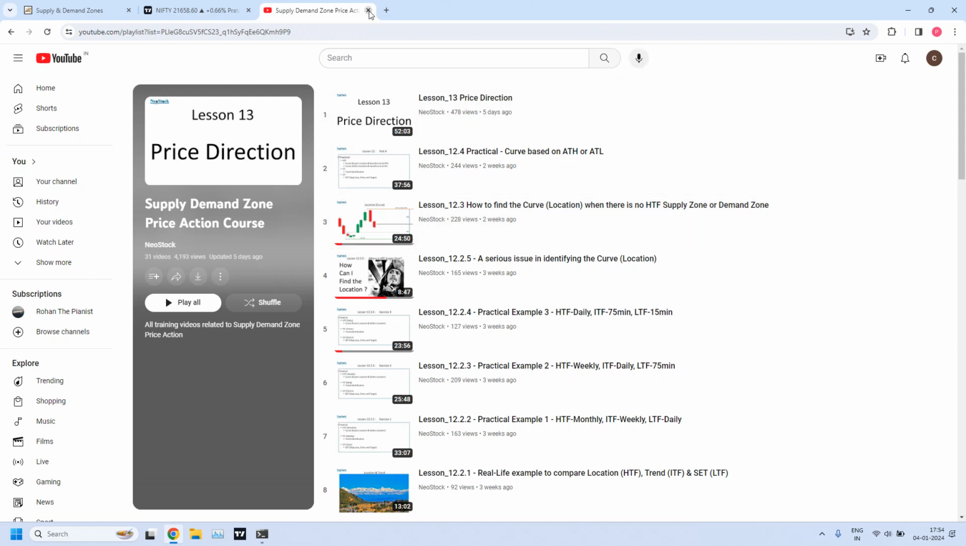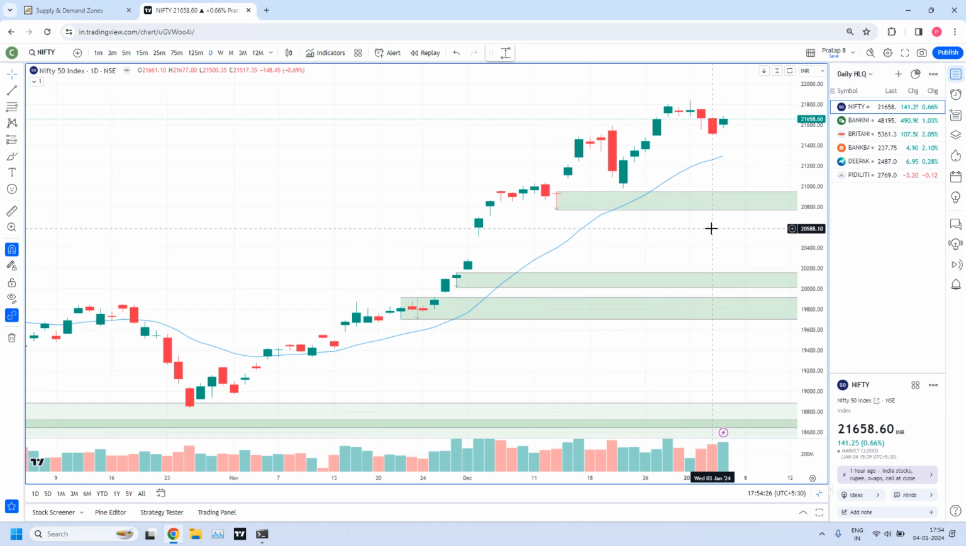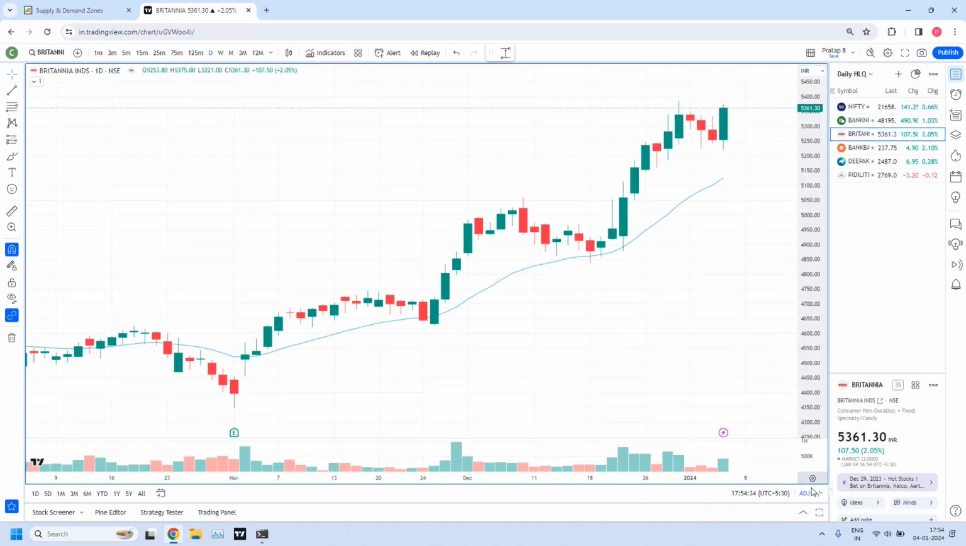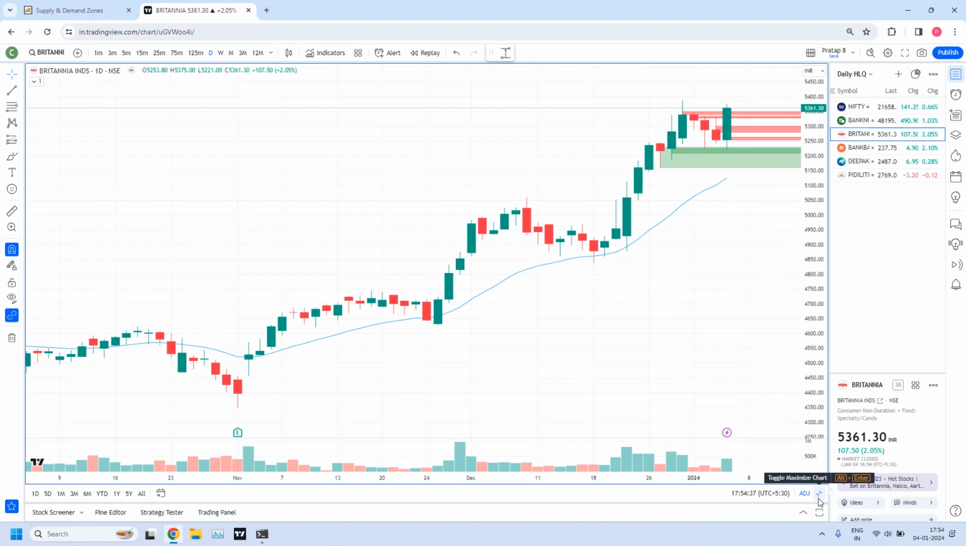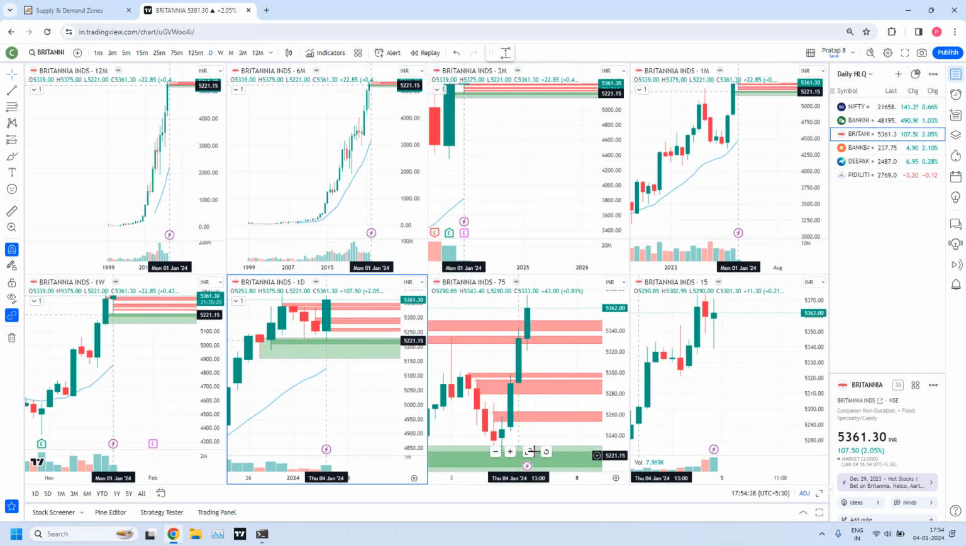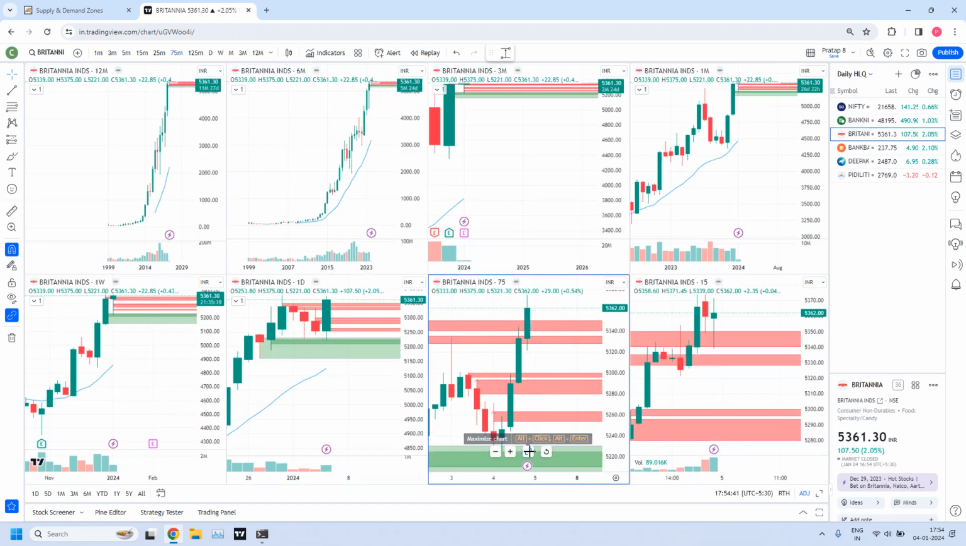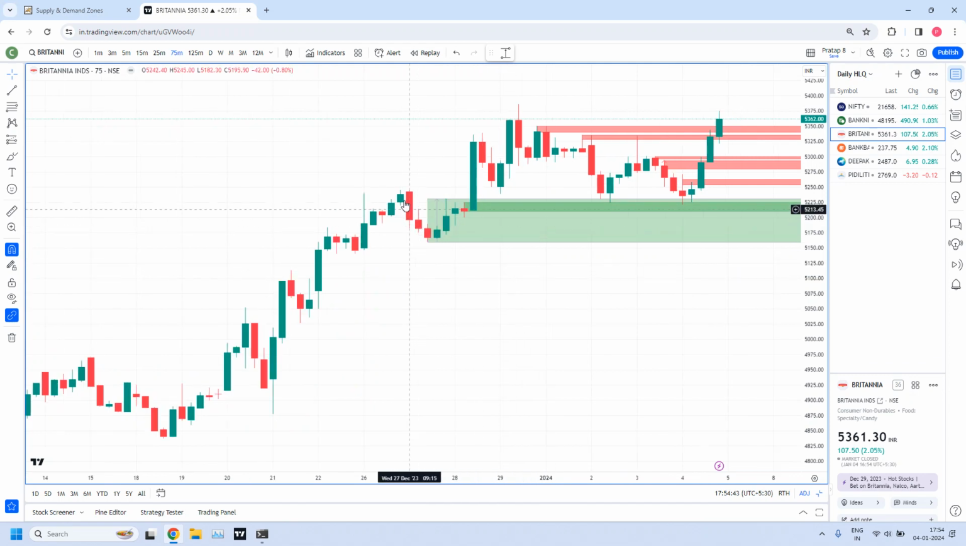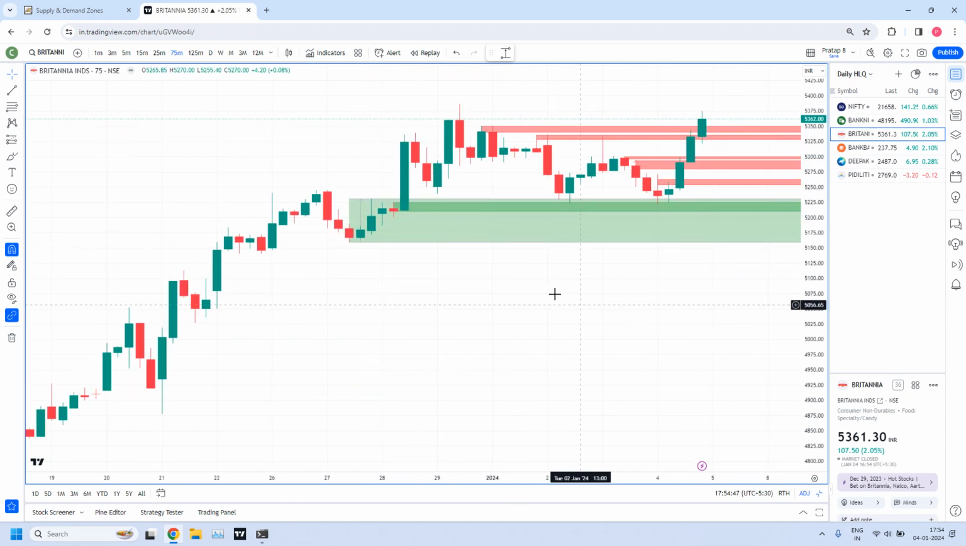Now let us analyze the high liquidity zones generated in our yesterday's report. We have identified 4 high liquidity zones. The first one is the BRITANNIA. It is a 75 minutes high liquidity demand zone. So we have a drop base rally. We have 4 base candles. And this 75 minutes demand zone, we fine tune to 15 minutes time frame.